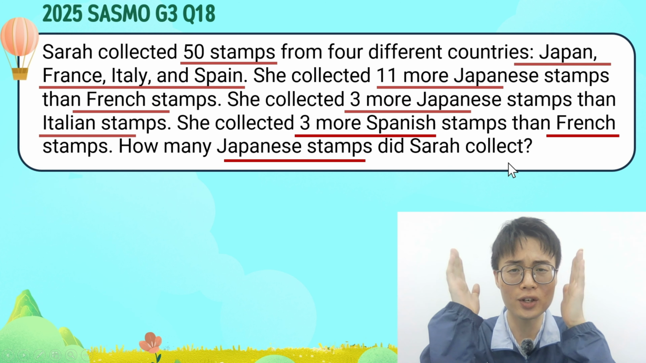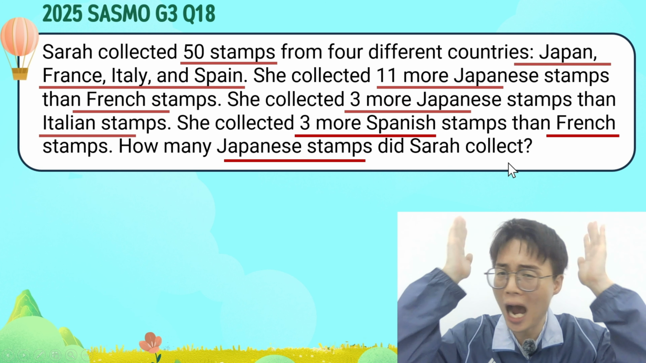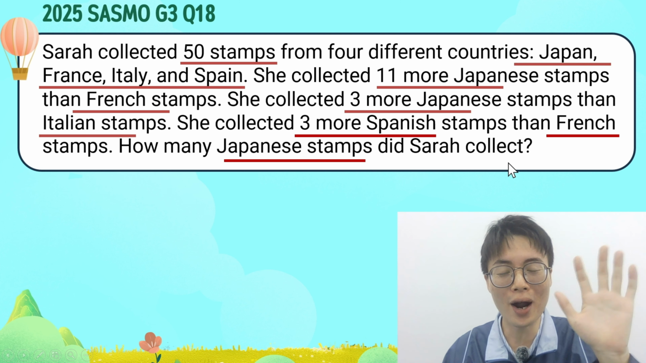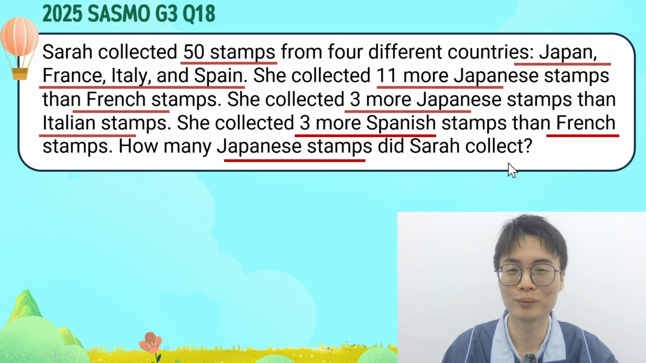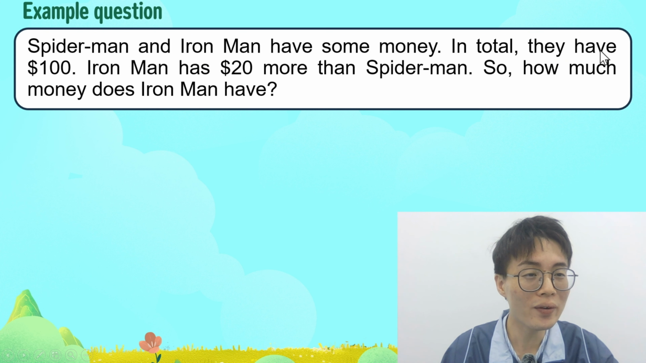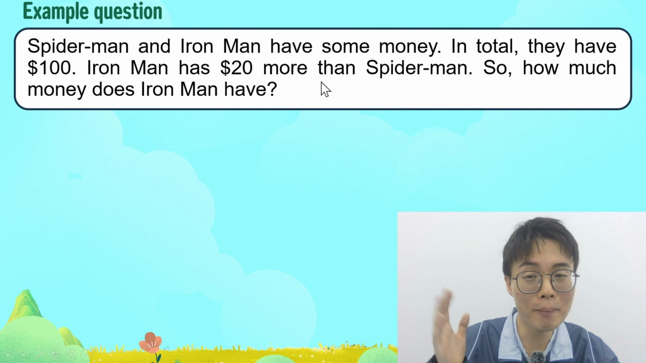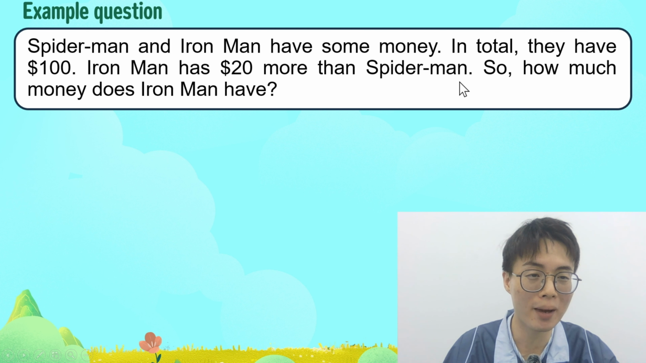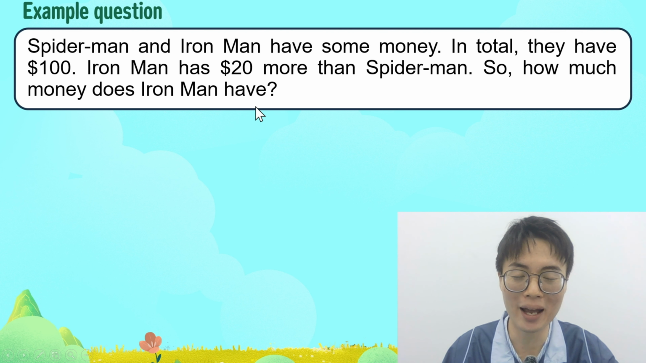When you see this question, you may think it's too complicated. I don't know how to do it. But don't worry, we can start from a simple example. Suppose Spider-Man and Iron Man have some money. In total, they have $100. Iron Man has $20 more than Spider-Man. So how much money does Iron Man have?